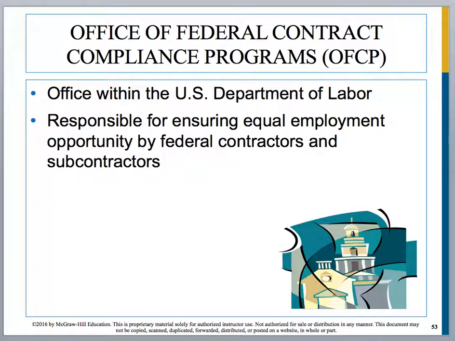Then you have the Office of Federal Contract Compliance Programs, and they're within the Department of Labor. Unlike the EEOC, which is an independent agency within the federal government, this particular office is within the U.S. Department of Labor. It was established as part of Executive Order 11246 to ensure that federal contractors and subcontractors follow non-discriminatory employment practices. So, you have one that's outside, external, and one that's inside.